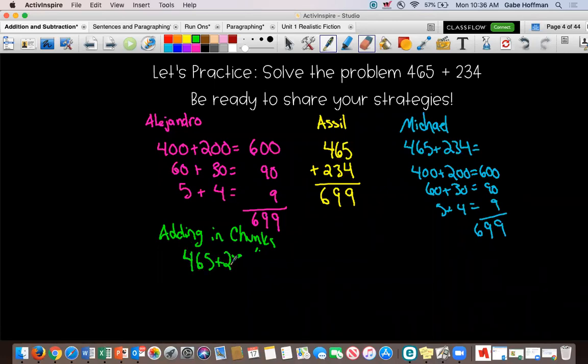So 465 plus 200 is 665. Then I take 665 plus 30 and get 695. Then 695 plus my 4 equals 699. And if you look, my 234 is right there in the middle. I can draw a lasso around it, and that's that 234 that I added. So we've got the adding by place, we've got adding in chunks, and then we've got the standard algorithm. Those are the 3 strategies you can see right here on the screen for this problem.